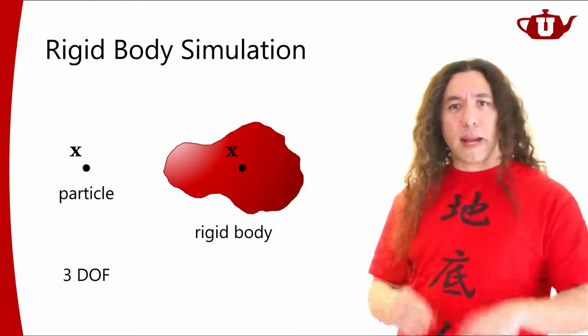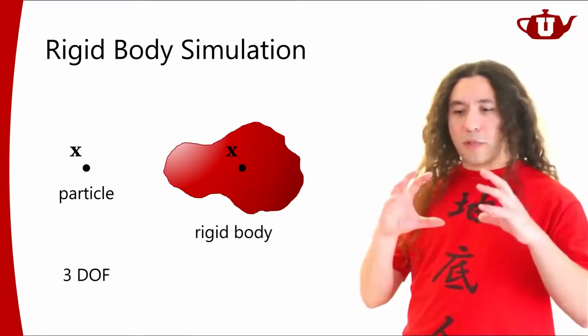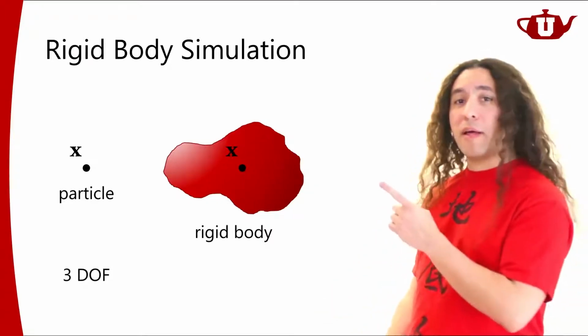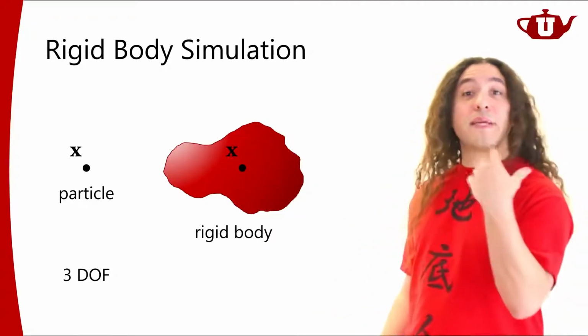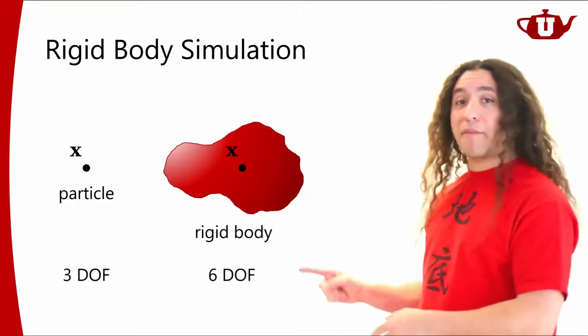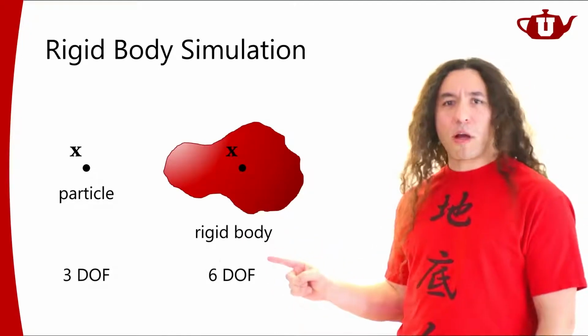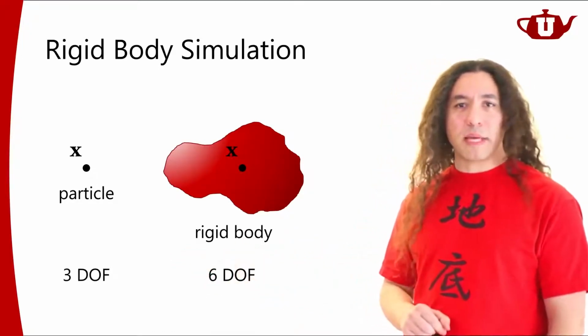You can only rotate it around. If that is the case, I can rotate it around X, Y, or Z, or a combination of them. So it's going to have 3 degrees of freedom for position, 3 degrees of freedom for rotation. So it's going to have in total 6 degrees of freedom. So a rigid body is quite a bit more complicated than a particle because of that.